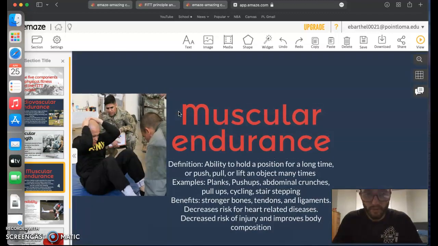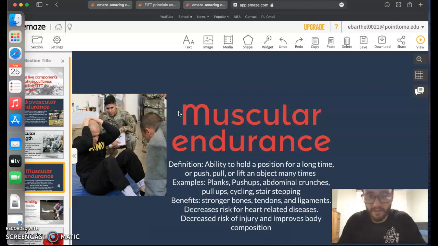Muscular endurance would be the ability to hold a position for a long time, or push, pull, or lift an object many times. So if you can hold a plank for a minute, that'd be muscular endurance. If you could bench press 14 times, that'd be muscular endurance. Push-ups, as many push-ups as you can do, abdominal crunches, pull-ups, cycling for a long time, stair-stepping.